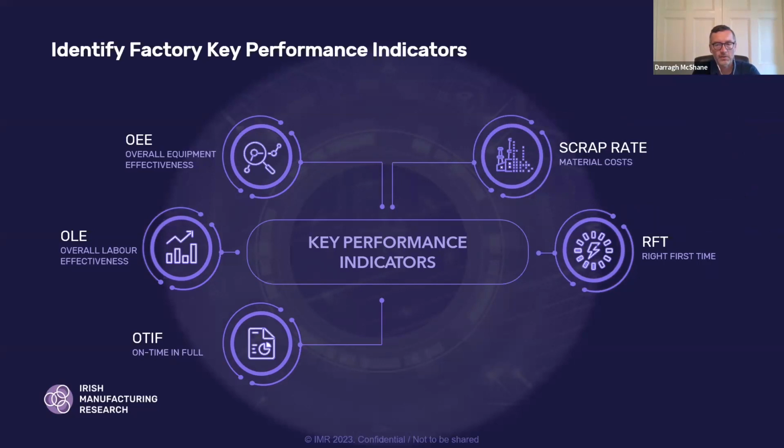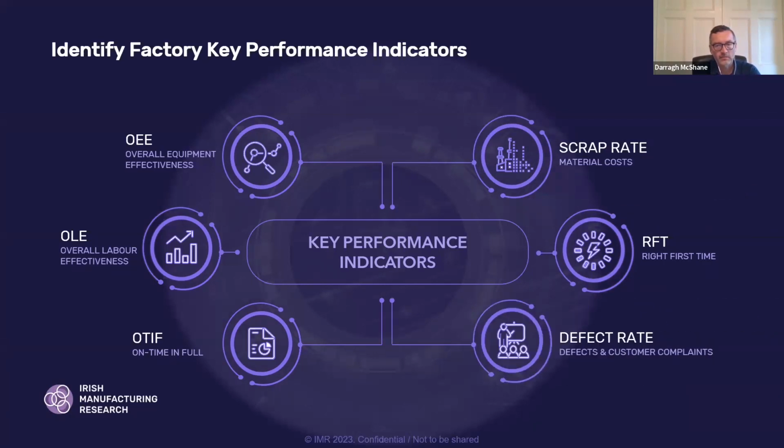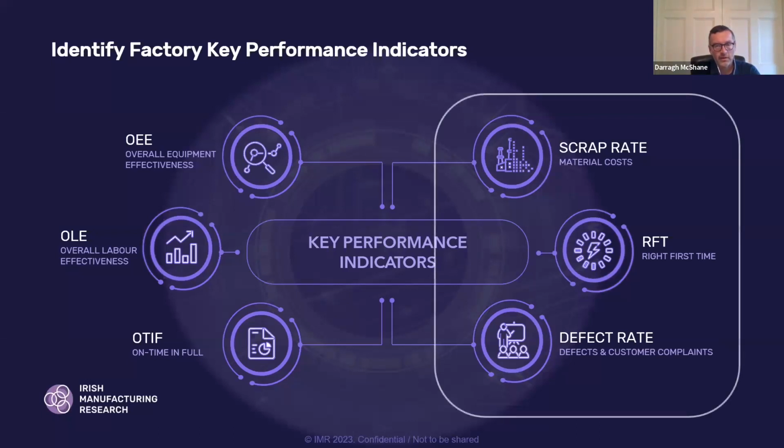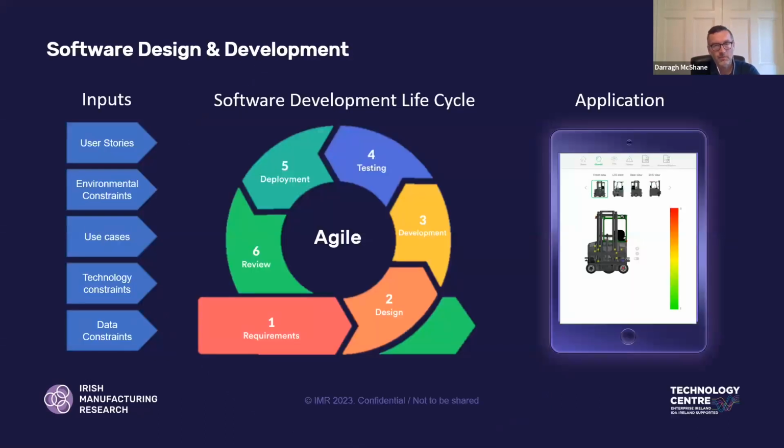We've got right first time, which is a measure of how often a manufacturer gets a product assembled correctly without the need for rework to meet their desired specification. And then we've got the defect rate, which is a measure of how many units fail quality testing in-house or in the field. So looking at those key performance indicators, we decided that the highest value, certainly in terms of the Quantic project, was to concentrate on the three on the right-hand side here, which was the scrap rate, right first time, and defect rate. And those are the ones that we implemented within the Quantic project at this time.